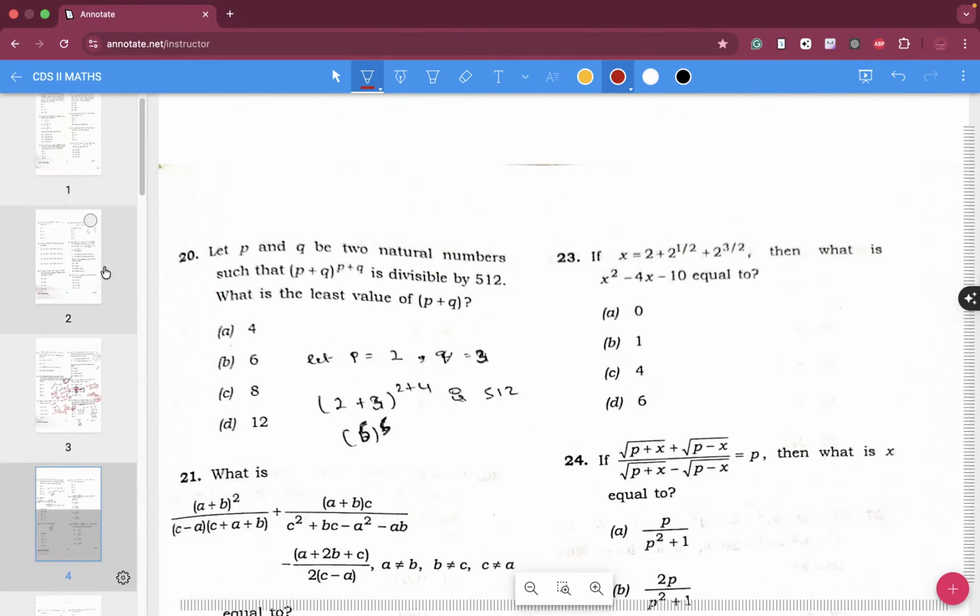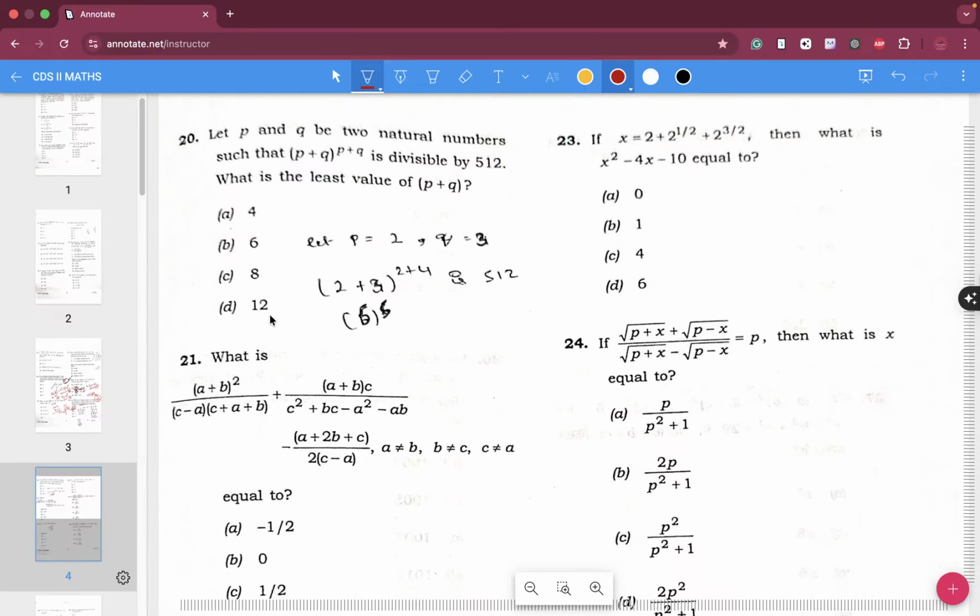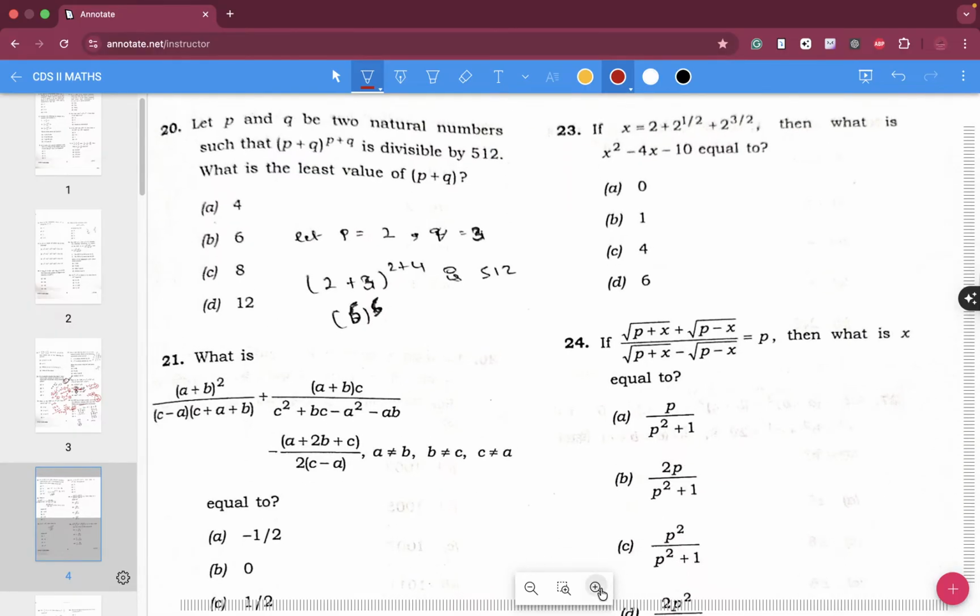Easy one, absolutely. Now question number 20. Let's move on to question number 20 over here.